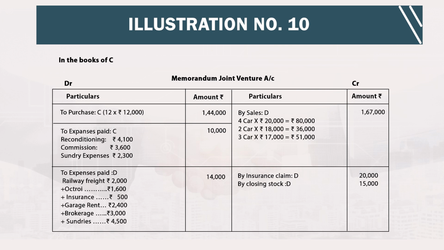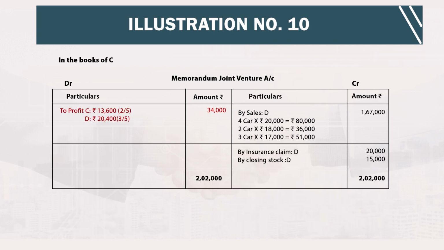Now, insurance claim by D rupees 20,000 and closing stock taken by D, closing stock rupees 15,000. Make total on the credit side rupees 2,02,000. There is a difference on the debit side, 34,000. This is known as the net profit and this profit will be apportioned among C and D in the ratio of 2:3. So, C will get profit 13,600 and D will get 20,400.